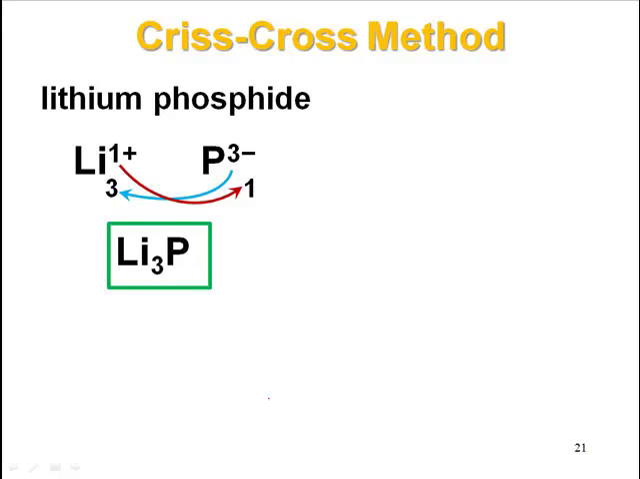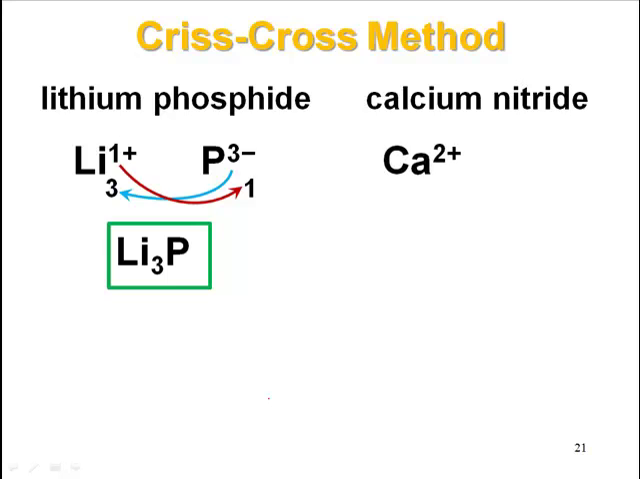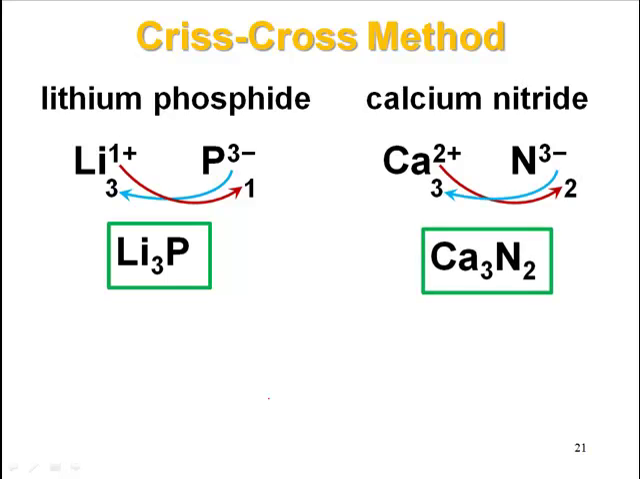And you remove the 1. I'm sorry, I didn't say that. Remove the 1 from the P because it's implied that the 1 is there if you write P. So let's try calcium nitride. You can see quickly, +2, 3-, crisscross. Should be the Ca3N2, same formula.